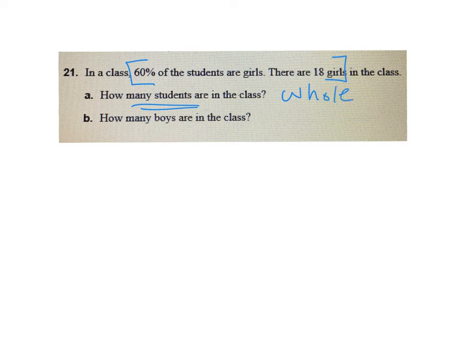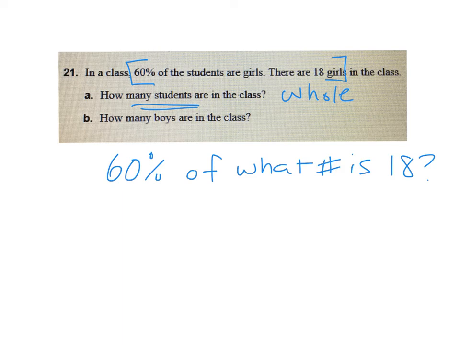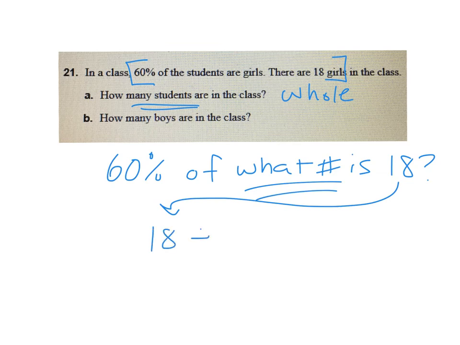So what we have is basically a problem like we've been working on. If I were to set this up just like number 13 on your test, it would look like this: 60% of what number is 18? Remember, we're finding the whole. We can do it a couple of different ways. We can bring over our 18, then divide it by 60 over 100. That's one way I taught you, where we leave it, change it, flip it, and turn that into a fraction.